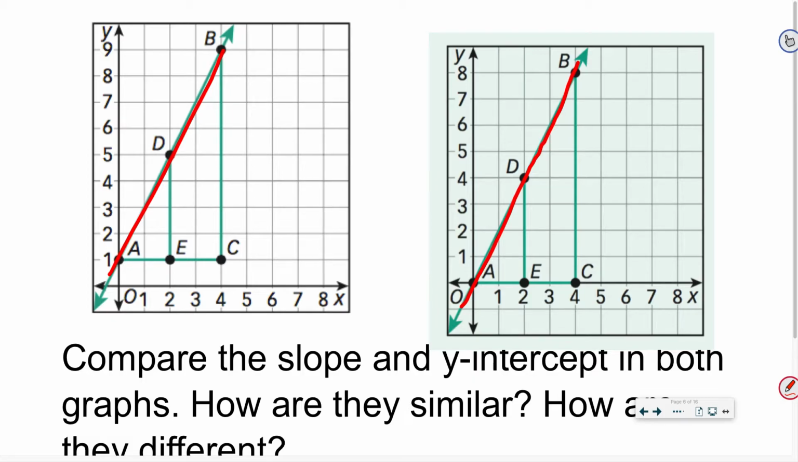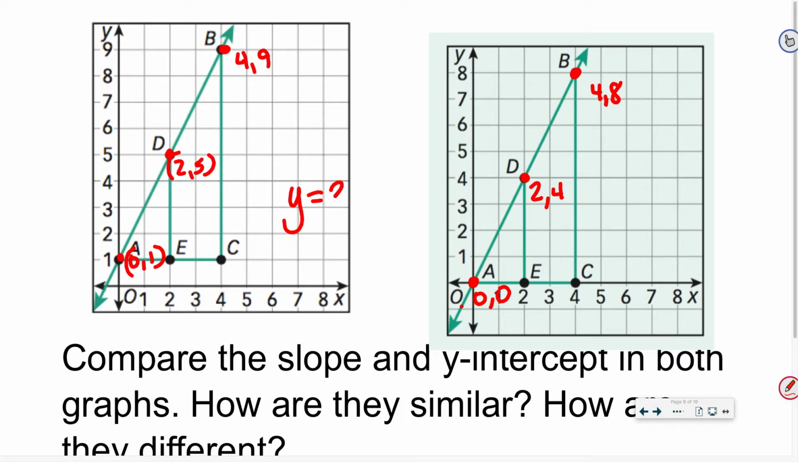Different coordinates. Oh, good. We definitely have different coordinates. So what's that coordinate? 0, 1. This one is 4, 8. But over here, we have 4, 9. One of them is going through the origin. What did I do to this graph on the left compared to the graph on the right? I just moved it up 1. Right, and that's where that +1 comes from in the equation. It's the same shaped line, but I just moved it up.